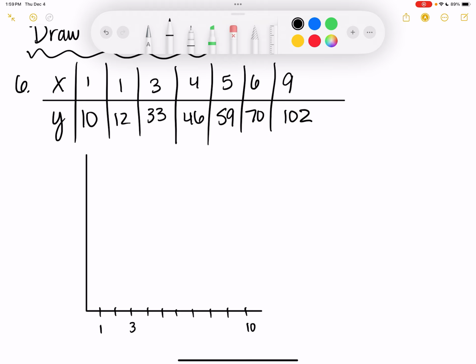Now, on my y-axis, my smallest number is 10 all the way up to 102. So I think I'm going to count by 10s on my y-axis, because these are graphs that don't need to be perfect. They just need to be in the right general vicinity. Okay. So I'm going to count by 10s.